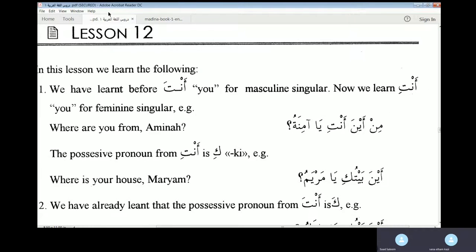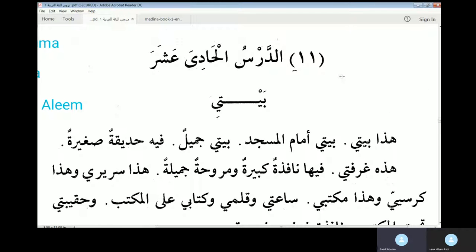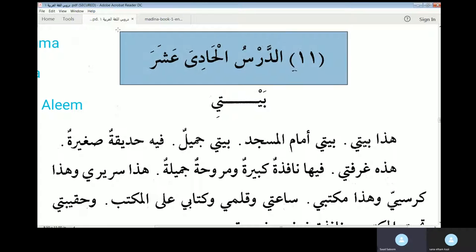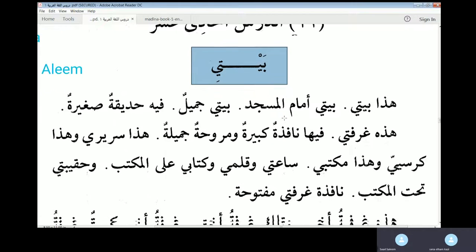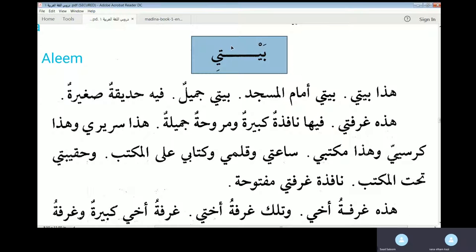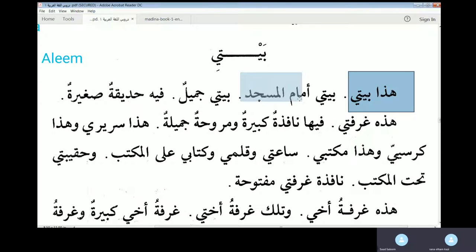Should we do the exercise now? Yes, we will now start the lesson. Ad-Dars-ul-Hadiya-Ashara. The 11th lesson. Baiti, my house. You will have to use all the rules that you have learned so far in this lesson, okay? Baiti, my house. Haza Baiti, this is my house.